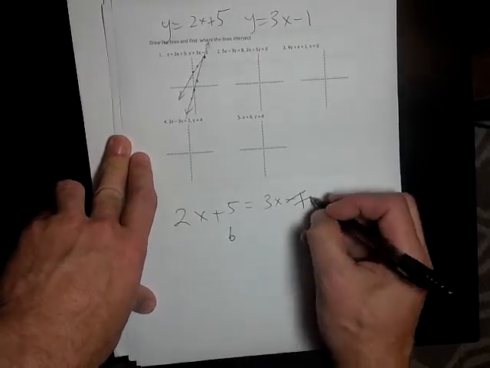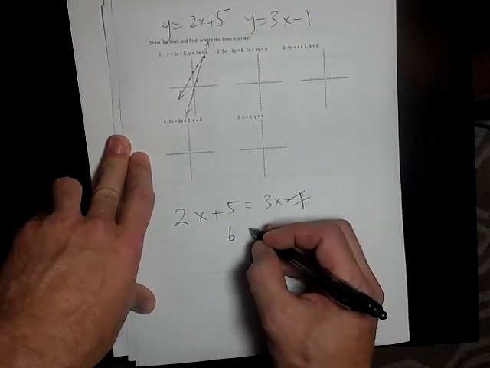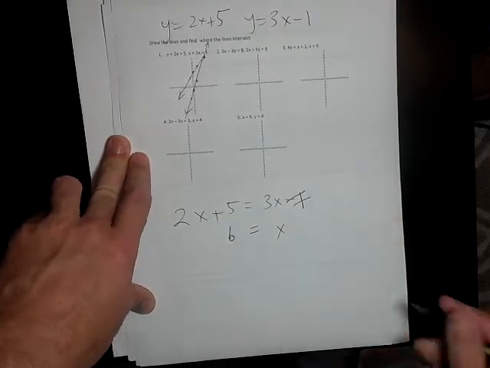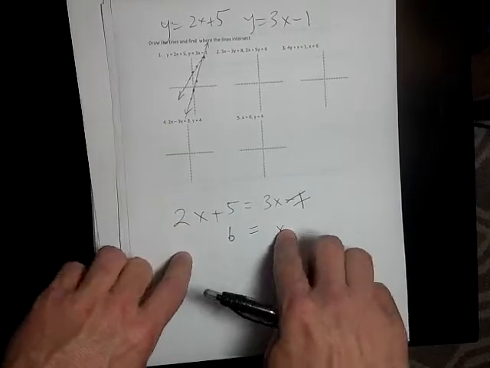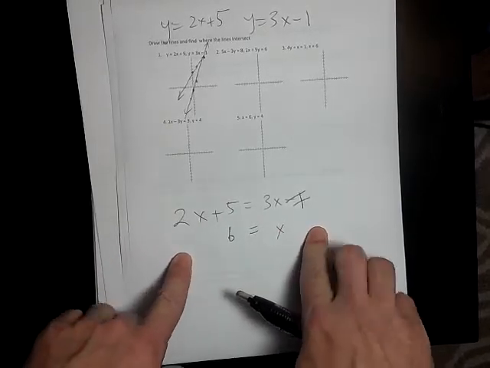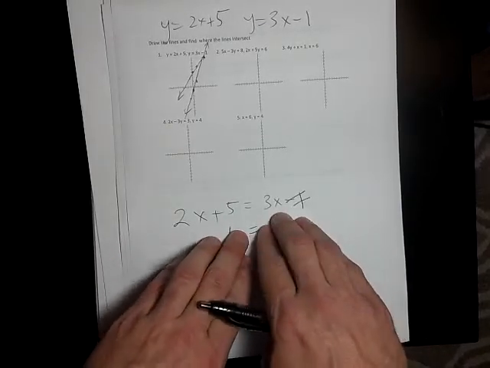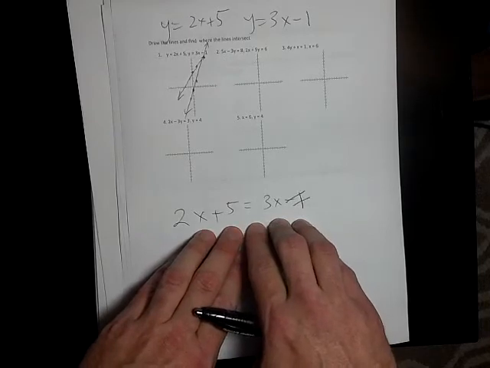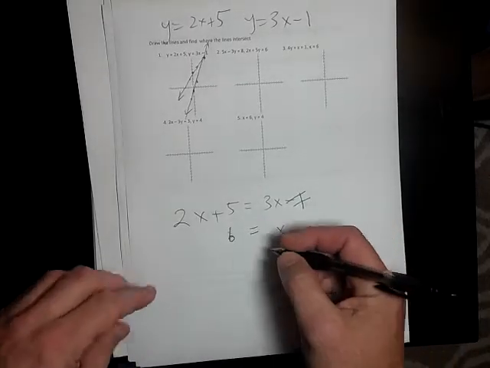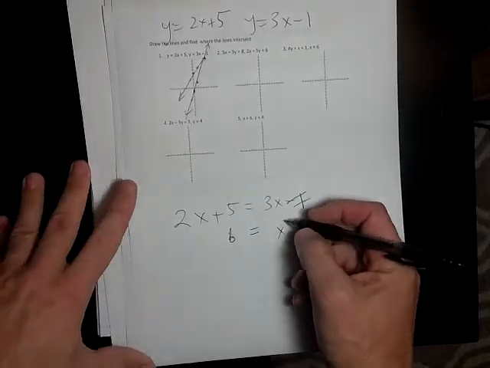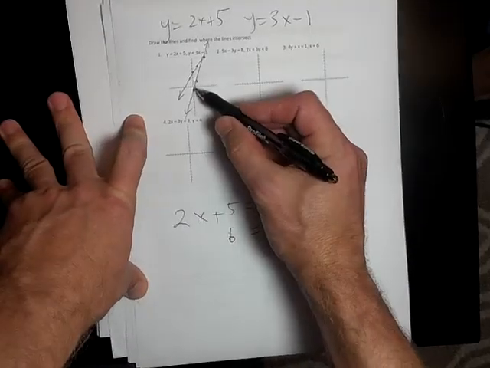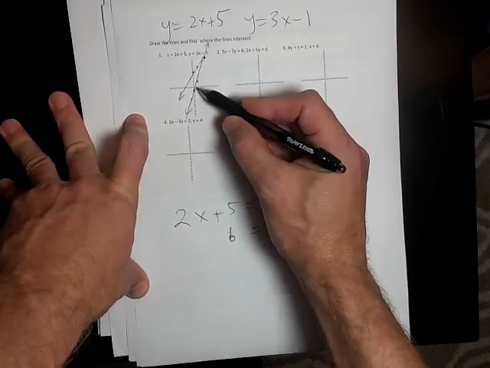That gets rid of that. And then I'm going to subtract 2x from both sides, and that gives me x. Now I just did 2 steps in one, so if you're unsure about that, then just solve that equation by yourself and make sure that you get x equals 6. So now I know they intersect at the point x equals 6.